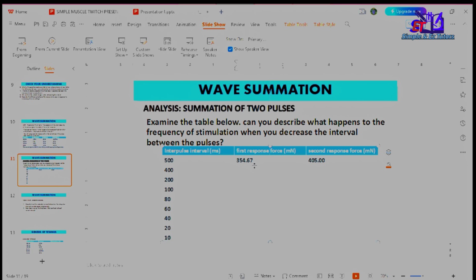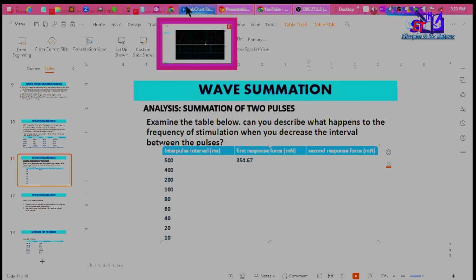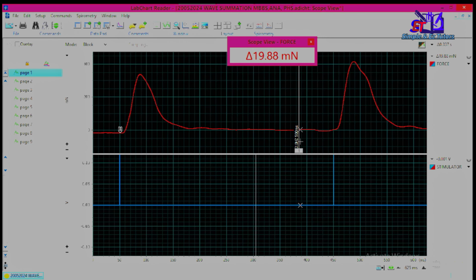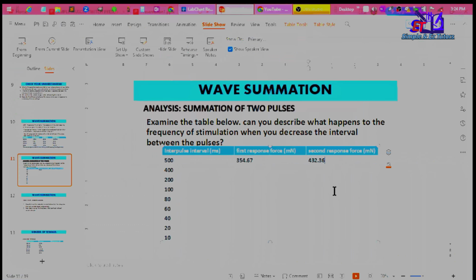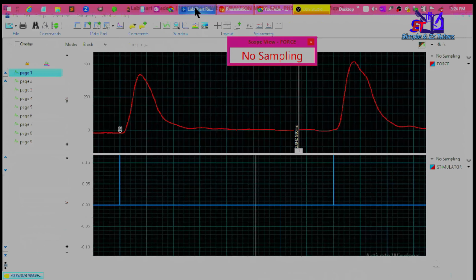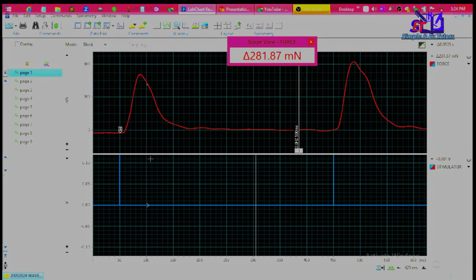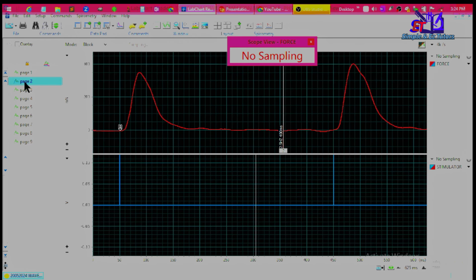354.67. Let's move on to the next data. For this one, we have 432.36, and continuously, that is how we are going to be analyzing our data. So this is the next value for 400 millivolt. Now we are going to move. We have 353.37. Now we're going to move to the next.